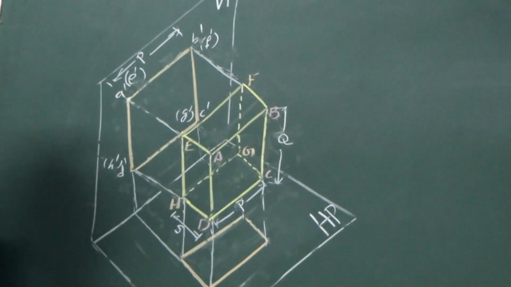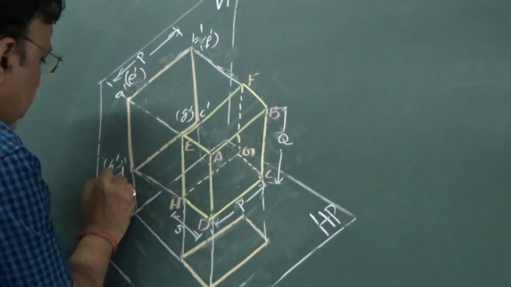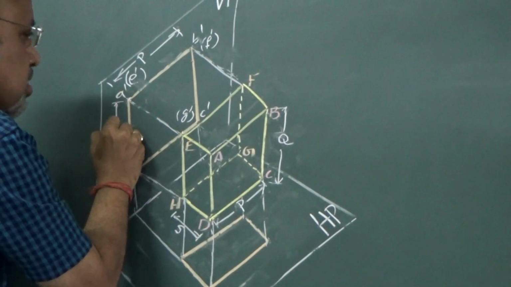And what else can I see? I can see this height. What is the height I have shown? I have shown this height as Q.